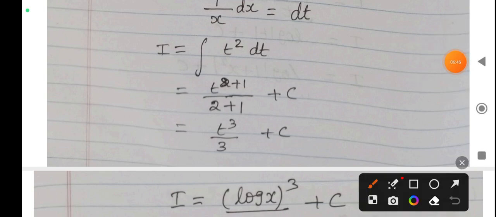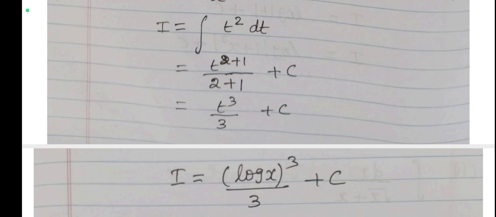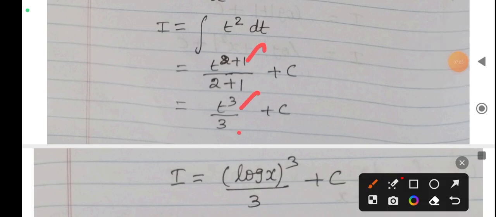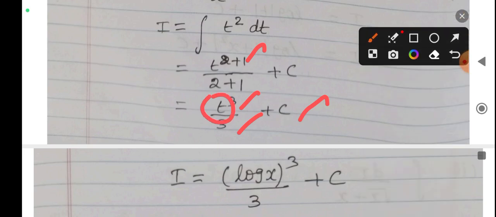So the integration of t square we all know, hopefully. What is integral x power n dx, children? x power n plus 1 by n plus 1 plus c. Correct or not? So substitute t power 2 plus 1 by 2 plus 1 plus c. 2 plus 1 is 3, so t power 3 by 3 plus c. Always remember in my substitution method, don't keep it as t. You should substitute the value of t at last, because we changed it only for our convenience. So t is log x, so log x the whole cube by 3 plus c.